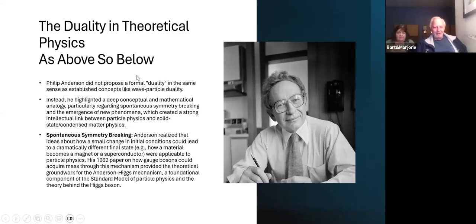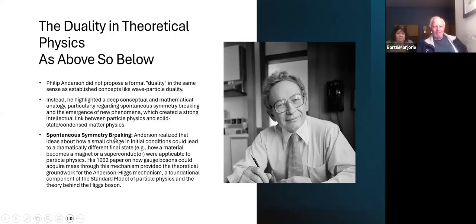So one of the things that he focused on was the parallels between particle physics and solid state physics. And he came up with an idea that a small change in initial conditions could lead to a very dramatically different final state. So, for example, a material could change a little bit, and instead of it becoming a magnet, it could become a superconductor with no resistance, or vice versa. It could be a superconductor and turn into a magnet. And he walked through these ideas in 1962 about how these bosons could acquire mass through a mechanism that he came up with. And Higgs simply picked up on what Anderson was talking about and ran with it and wrote a bunch of papers on it. But it still took till 2012 for them to actually find this Higgs boson. But the idea came from Phil Anderson here.